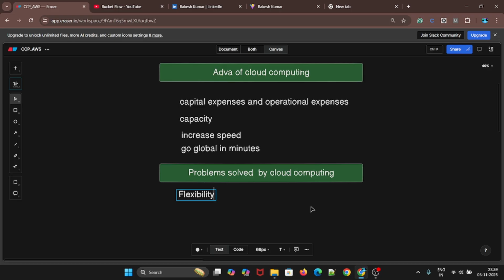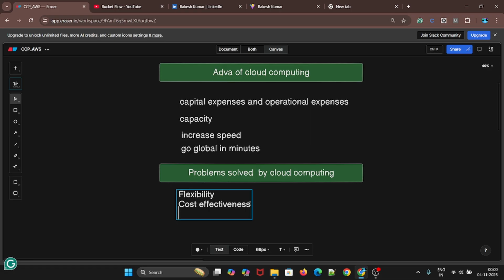So that's the flexibility. No need to wait till tomorrow morning to buy a server; you can do it anytime, 24/7, 365 days. Now the second one is cost effectiveness. Basically, you don't need to worry about your servers cooling down and all. It's cost effective, and you can save your money.